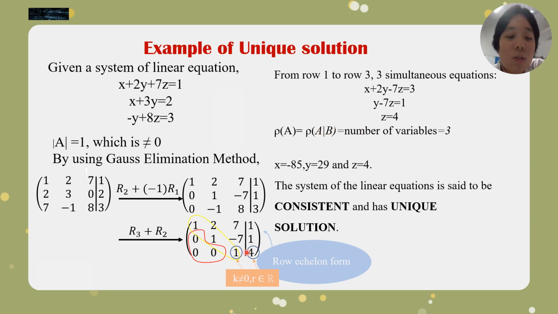And also from the row echelon form, we could form 3 simultaneous equations, and by solving 3 simultaneous equations, we could get the values for x, y, and z. Hence, we can conclude that the system of linear equation is said to be consistent and has unique solution.